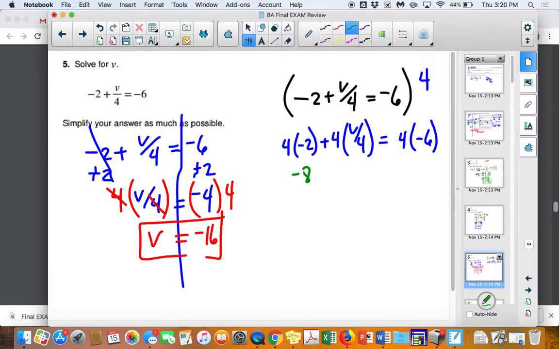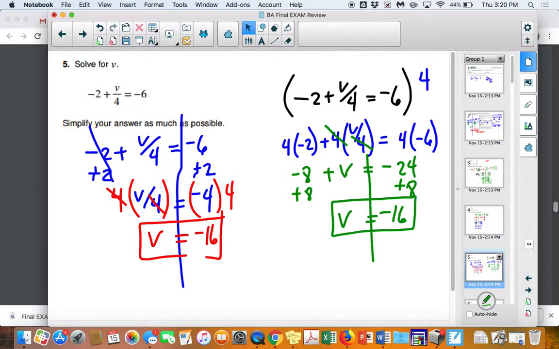So that gives me negative 8 plus, now these 4's cancel, which was your crazy little plan, and that's going to be a negative 24. Alright, so now it's time to start moving. So add your 8 to the other side, and you see it's the exact same answer. It's just a different mental path to get there.